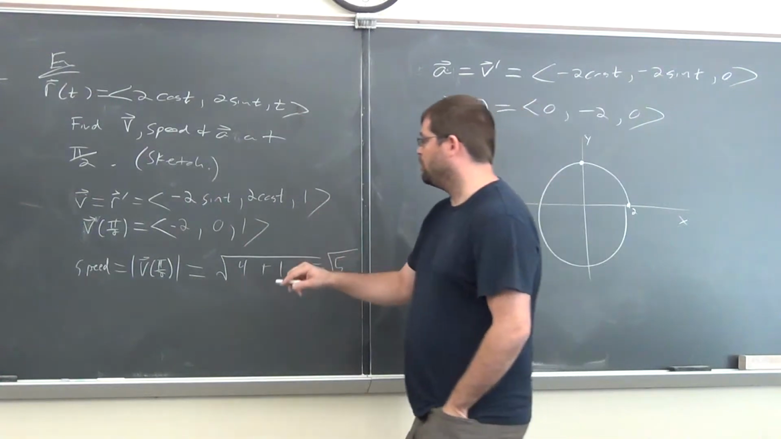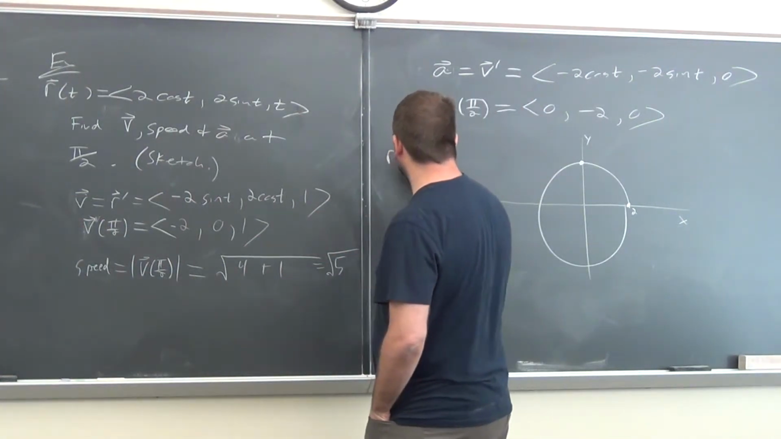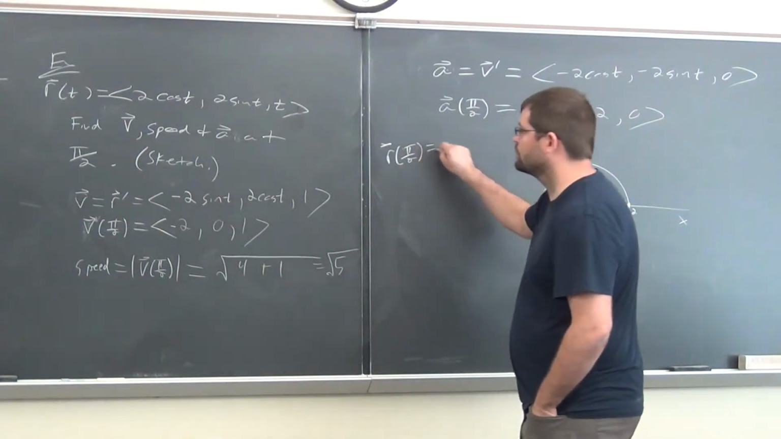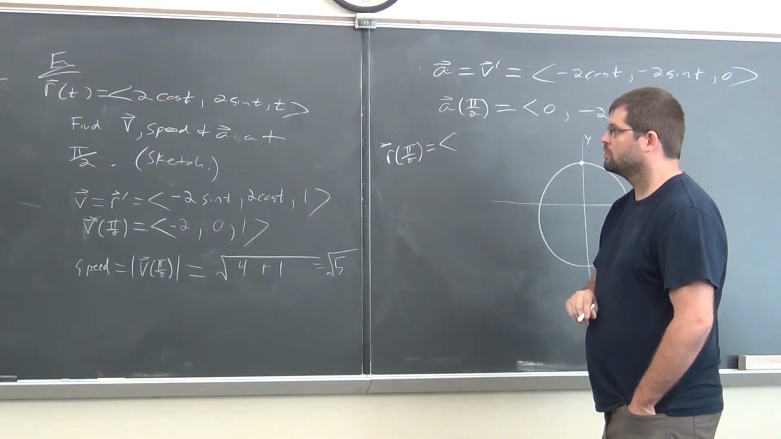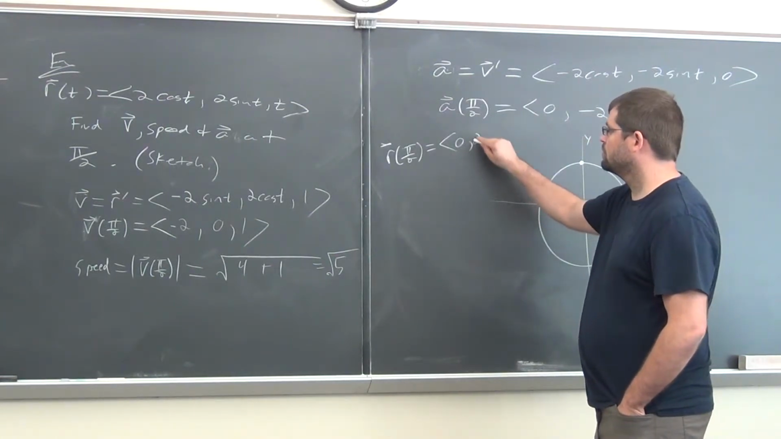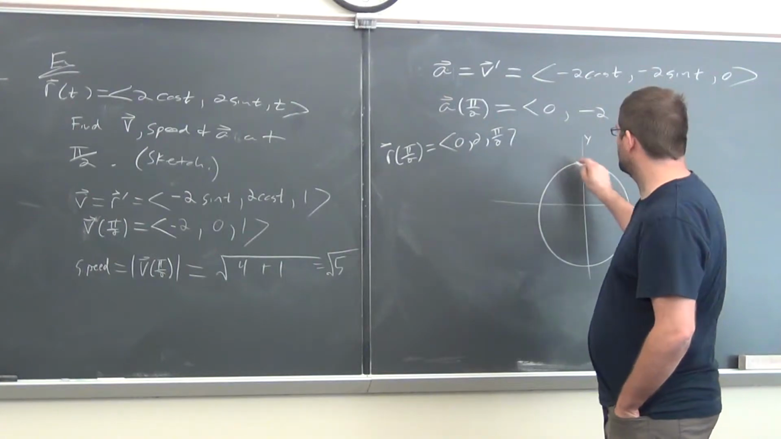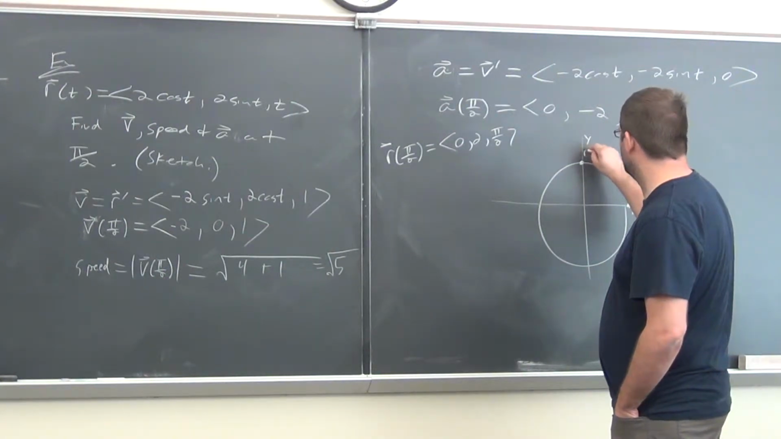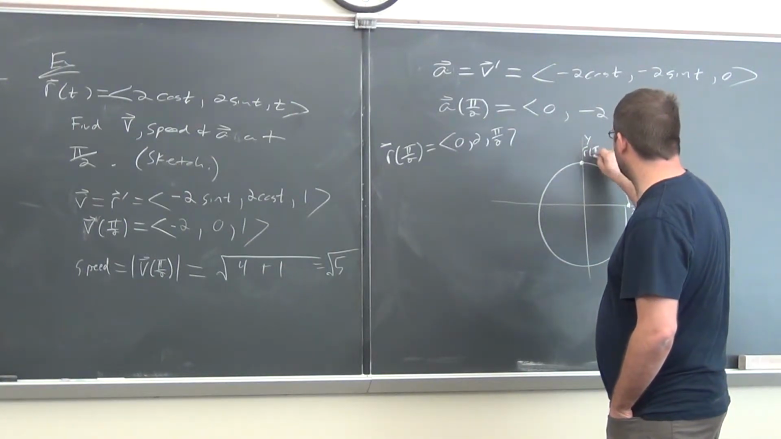I didn't even bother doing it, but what's r of pi over 2? (0, 2). So in particular, there's where we're at, right? r of pi over 2.